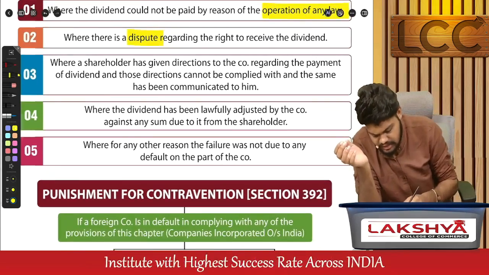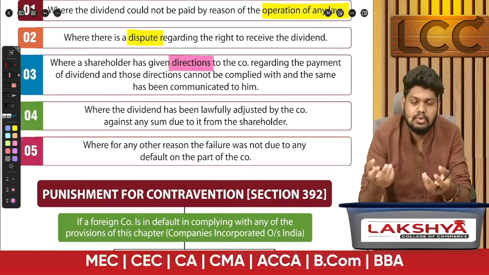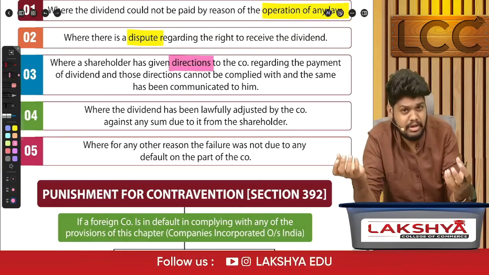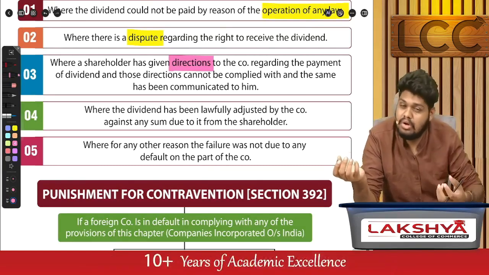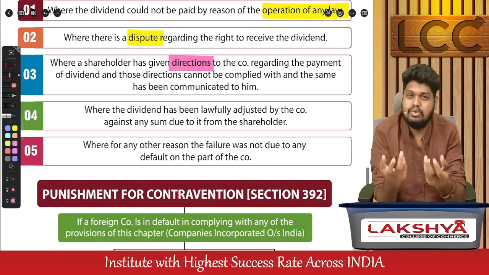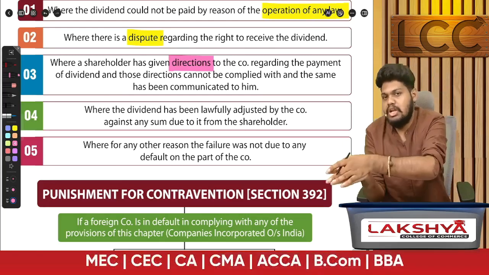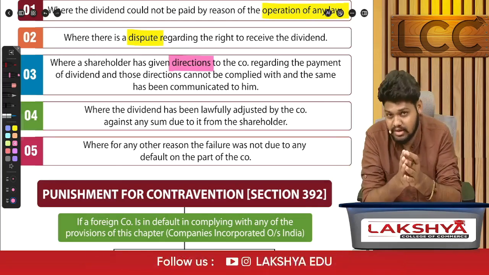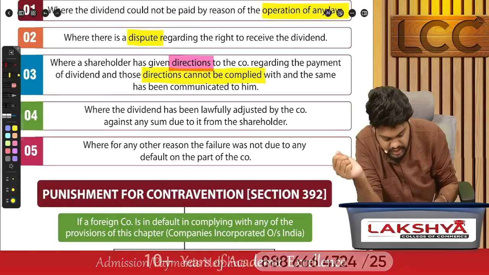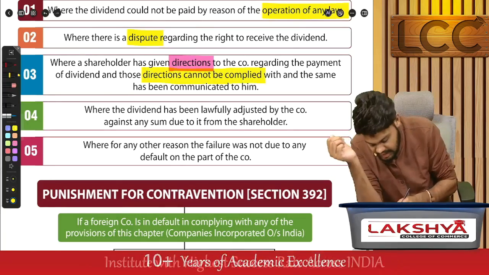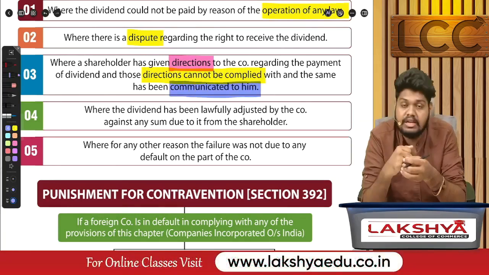Third case is a little procedural part, where it states that the shareholder has given certain directions to the company on how to dispose of the payment of dividend, and the company could not comply with those directions, and the company has communicated it back to the shareholder stating that it was unable to comply. So we have to satisfy 3 things here. The first thing, the company has received directions and the directions could not be complied with, and because they have not been complied with, the fact that they are not complied with has been communicated back to the shareholder.